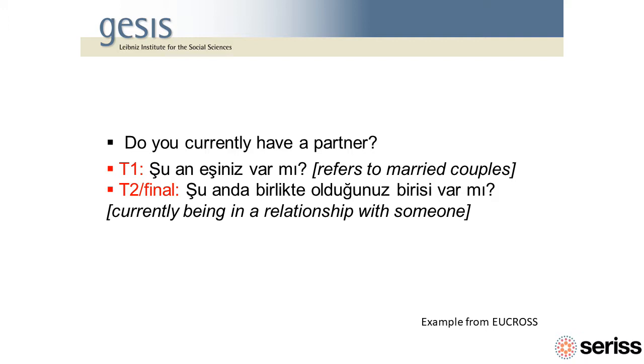And we had 2 translations offered in Turkish. I do not speak Turkish, but I have to trust my translators now. We had 2 different translations, and one of the translations essentially asked, do you currently have a spouse? So that actually referred to married couples. And the other translation was more open. It asked whether this respondent is actually currently in a relationship with someone. And that was much more in line with the intended goal, because the English source is wider.